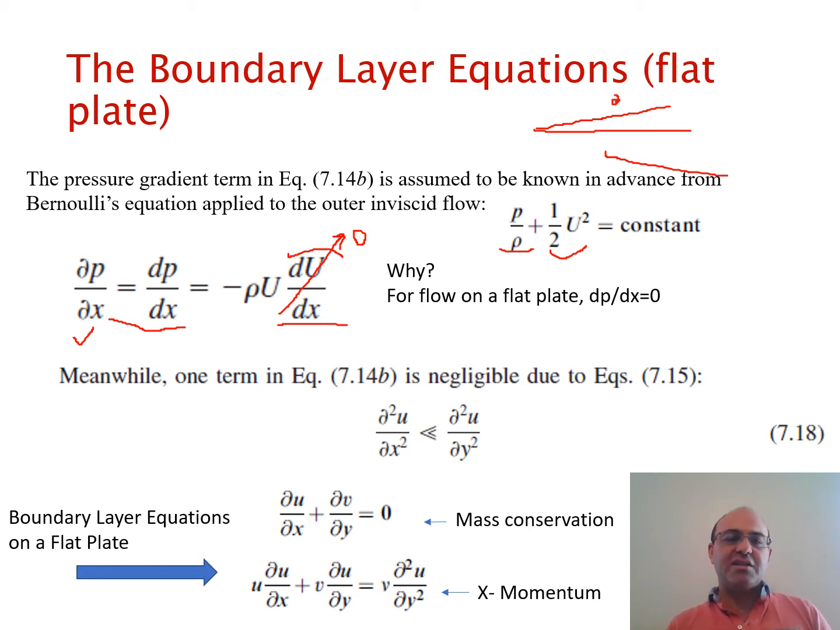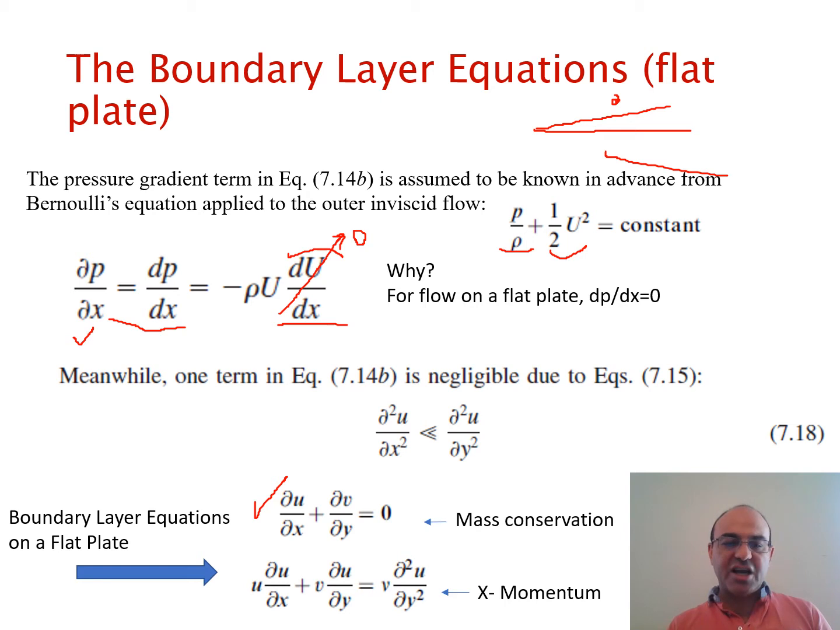So P does not change with x either. dp/dx is 0, dp/dy was 0, therefore P is constant. Okay, so now if we look at our equations again, the boundary layer equations, this is the continuity equation. The terms are comparable, du/dx and dv/dy. We cannot neglect any of these two terms.